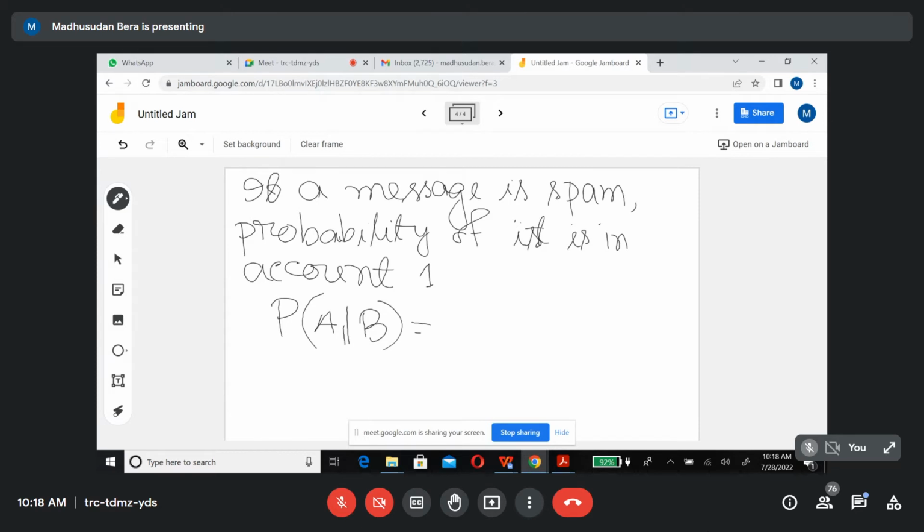Let me repeat. If a message is spam, what is the probability that it is in account 1? The message is spam, that is given. So B is given. Now the probability that it is in account 1. So the required probability is P of A1 given B. Now it's okay?